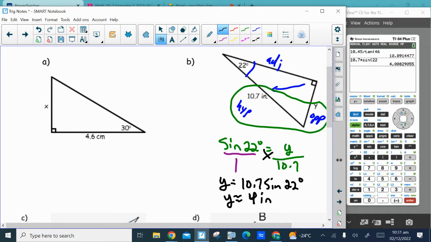And you know, it never hurts to look back and make sure your answer is reasonable. The hypotenuse is always the longest side of a triangle. Always. So we know that we would have had to have got an answer less than 10.7, and we did. So our answer is reasonable. Okay, go back and try A on your own, then we'll check it.